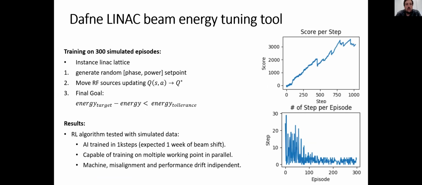We ran the training of the system with 300 episodes, starting with a random phase and power set point and moving with the Q-learning algorithm. As you see, we reach the training of the system within 1 kilostep. For us that means being able to train the system with 1 week of beam shift. This is a really interesting result because it's a reasonable time to dedicate to this kind of algorithm to train an autonomous tuning. It is also interesting because we're working on a very old accelerator, which demonstrates that the approach is suitable not only for new machines, but also for accelerators where drift, misalignment, and loss of performance move devices far from their nominal performances.